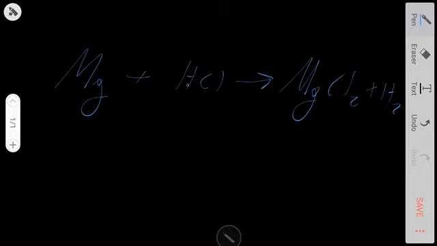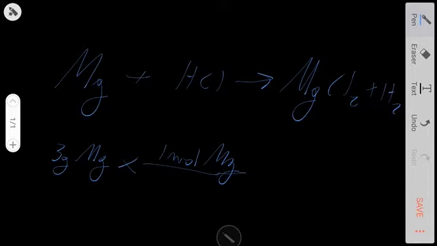So let's pick one of these so we can become familiar with this equation. Let's say magnesium. Let's say I have 3 grams of magnesium and I want to convert that to moles. Well, to do that, I just have to multiply by the molar mass. In 1 mole of magnesium, how many grams do I have? The molar mass is what's on the bottom, and it says 24.3. So I'll do 3 grams of magnesium times 1 mole over 24.3 grams.